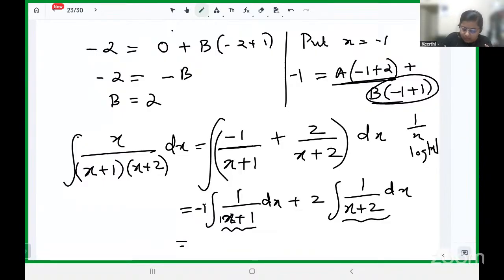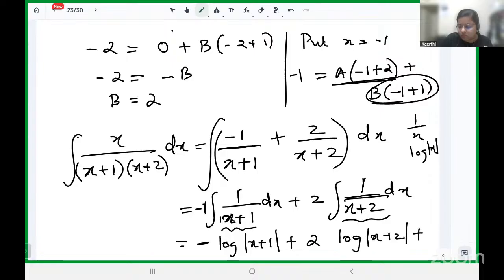So here there is already a minus. So minus log mod x plus 1 plus here there is already 2. Then the integral of 1 by x plus 2 is nothing but log mod x plus 2, plus c. Okay, so this is the integral value of that particular function. All right, I hope this method is clear to you. Now we are moving on to the next method.